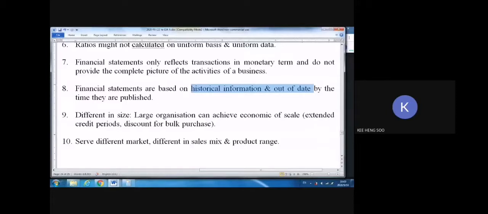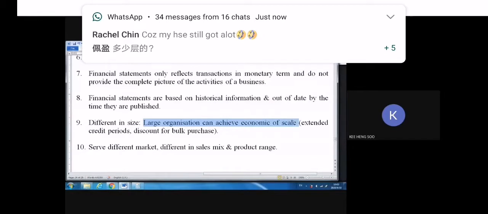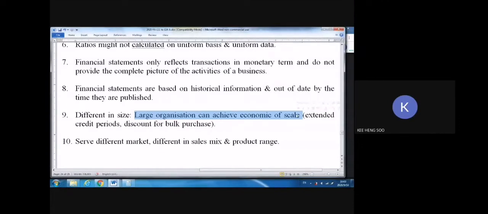Different in size. A large organization can always achieve economies of scale. You know what economies of scale are, isn't it? You learned economics before. In year 1, you want to enjoy the quantity discount, bulk purchase. And the final one, you serve different markets, different in the sales mix. You sell different products and different product ranges.